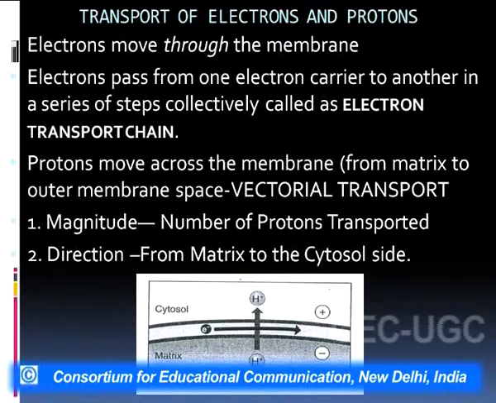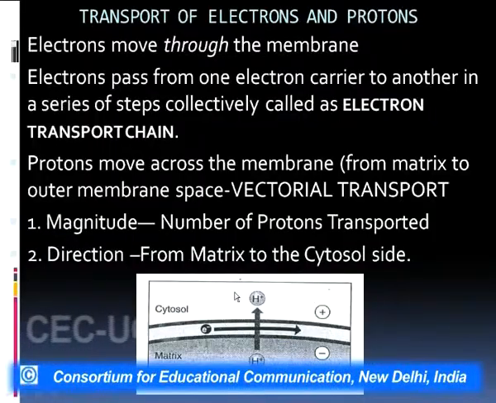This was our idea of transport, but now we say that when they are changing compartments, say for example, as in the diagram, from the matrix to the outer membrane, this is called vectorial transport. By this we mean that it has two parameters, magnitude and direction. That is, the number of protons to be transported would be fixed, and also which side, from the matrix to the outside into the cytosol, the outer chamber, or the opposite one. So, this is a vectorial transport.